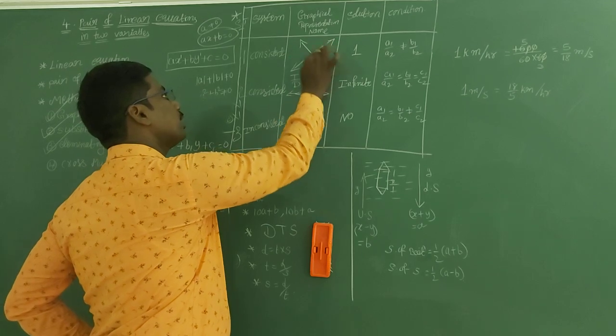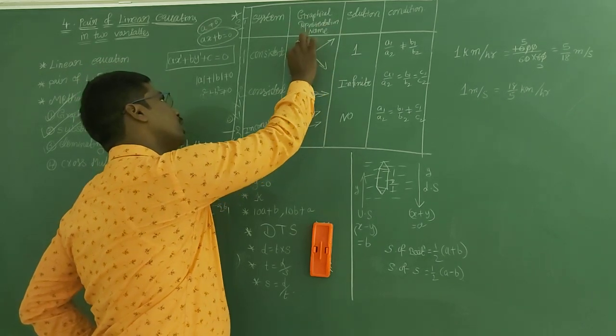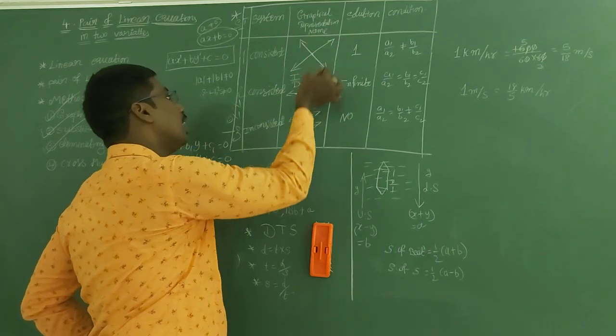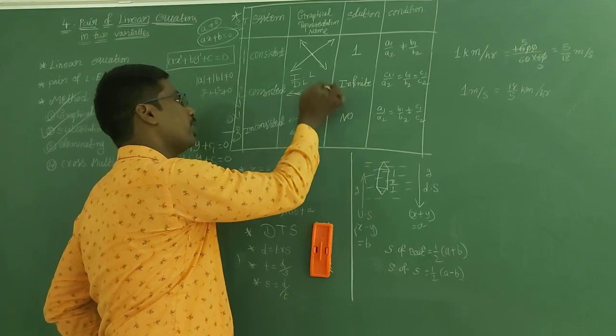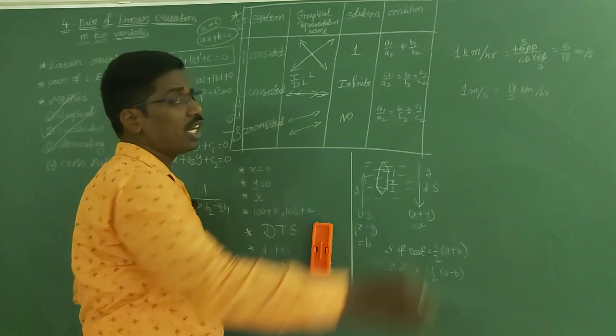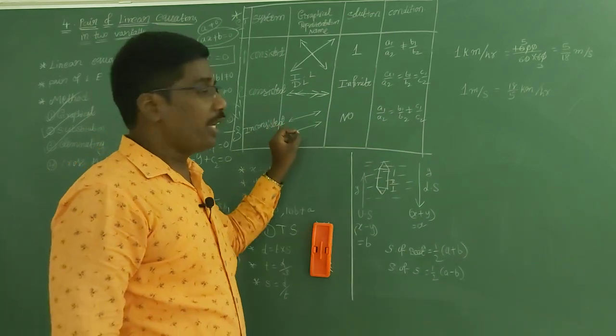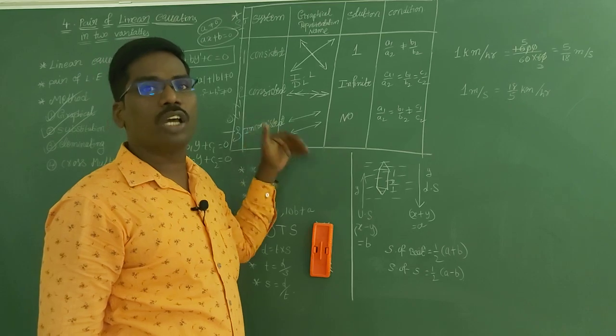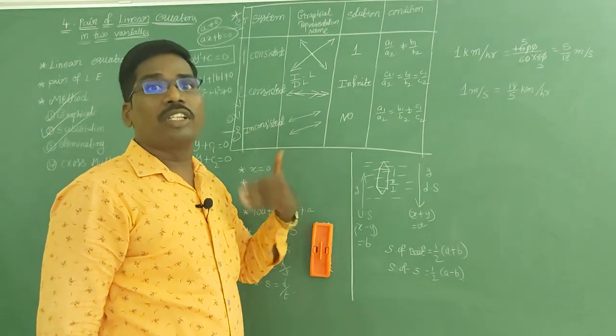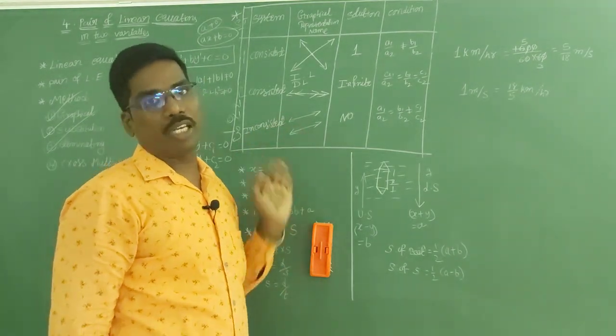This is a dependent system because this line is depending upon this one. This is also a dependent system because this line is depending upon this one. These two are individual lines, so they are not dependent, they are independent lines. So these are the independent lines.